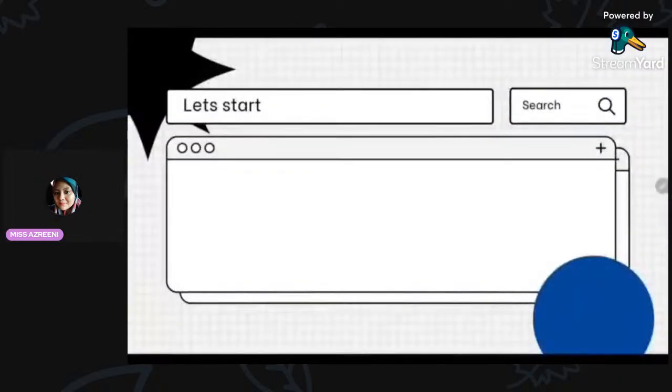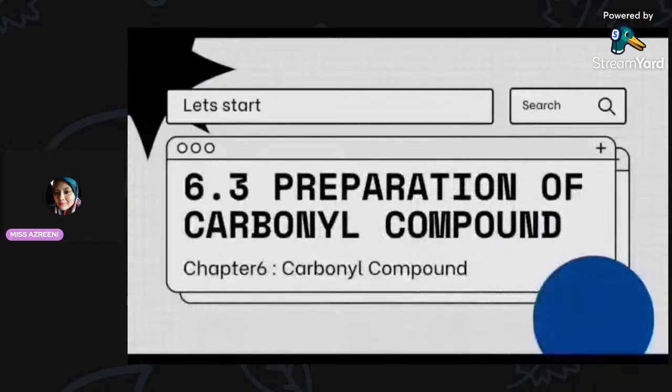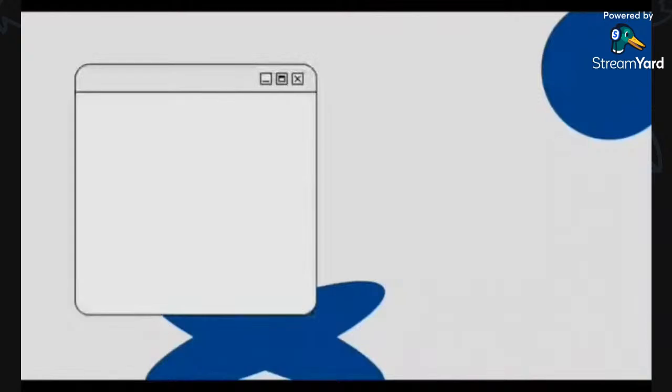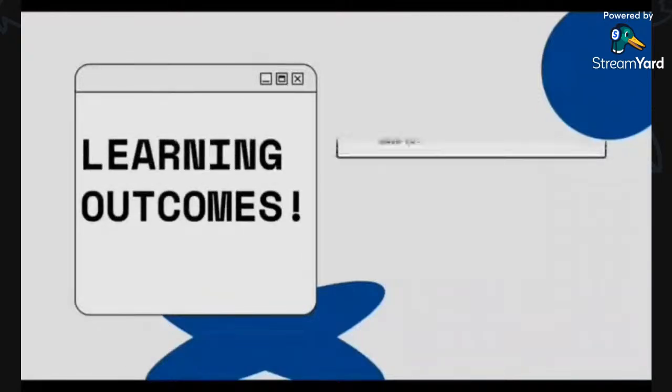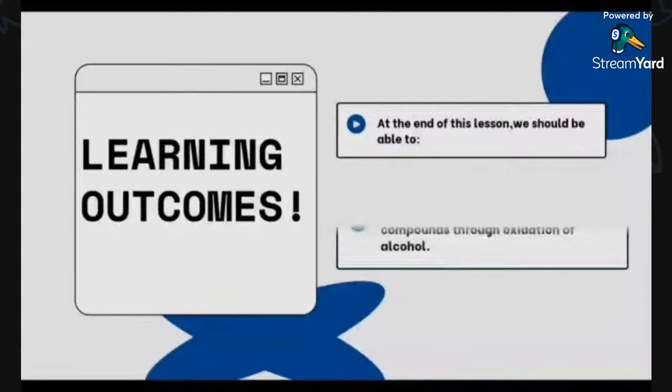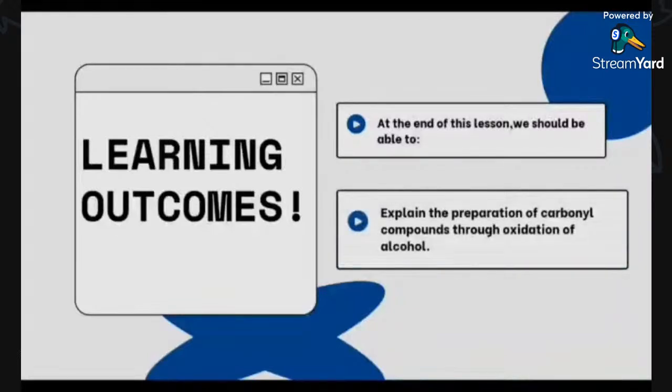So today I would like to present about preparation of carbonyl compounds. So these are my group members. The learning outcome for this topic is that at the end of this lesson we should be able to explain the preparation of carbonyl compounds through oxidation of alcohol.